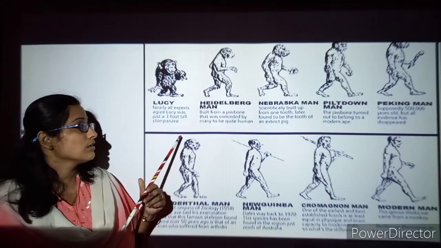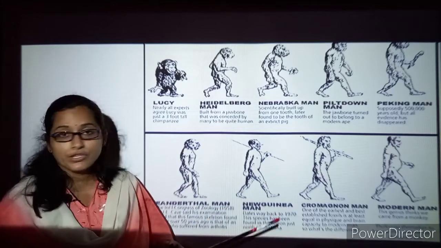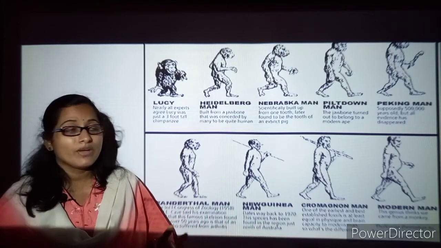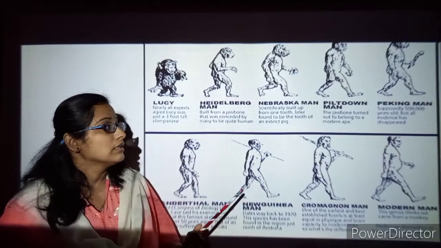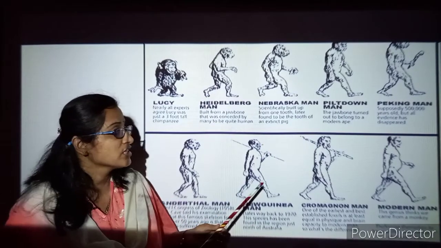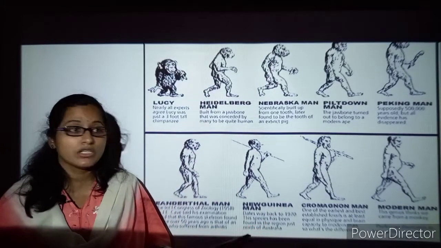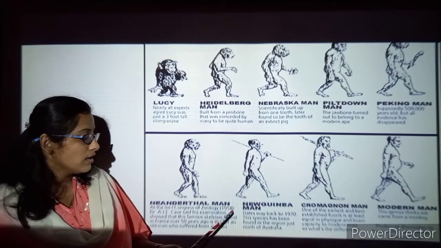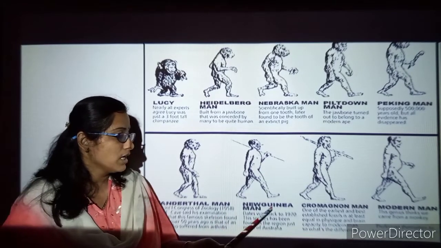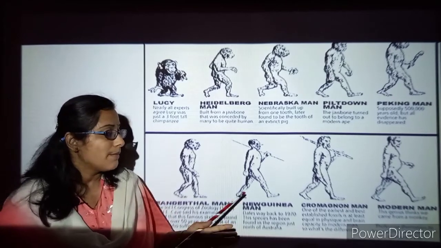You can see that there is so much variation that has happened before the modern man now exists. Then Peking man, mostly 5 lakh years before, but the evidence is not there, it has disappeared. Next comes the Neanderthal man, next New Guinea man, Cro-Magnon man, and the modern man.